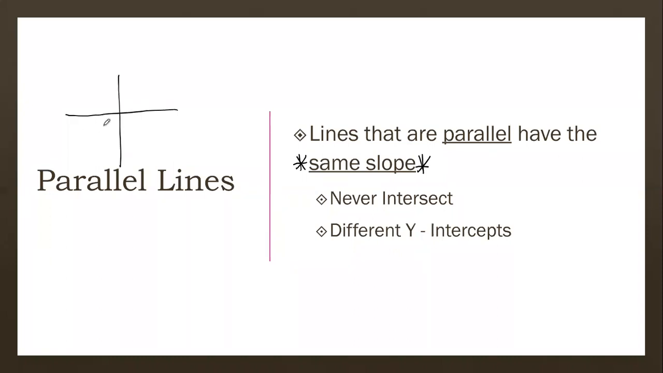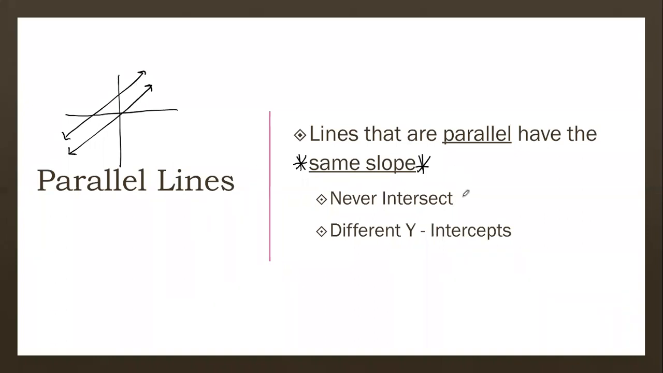Parallel lines have the same slope. So that means if I have two lines that are parallel to each other, they would never, ever cross. Ever. Because they're just parallel. They will always consistently go next to each other on the side.